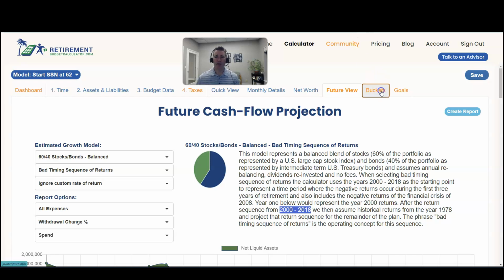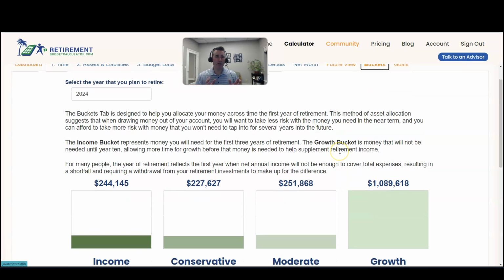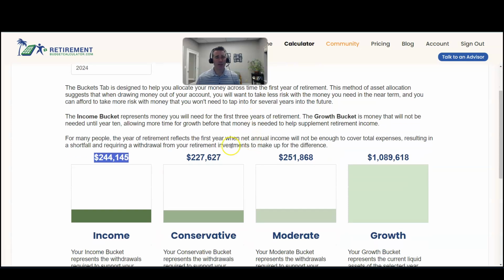The Buckets tab allows you to visualize how to diversify your money across time segments. The idea is that money you need in the near term, in the short term, you want that money to be relatively low risk because that's what you're going to be spending the first 3 years of retirement. This money is money that we're not going to touch till year 4, so we can take a little bit of risk with that money to have it grow a little bit more for you.